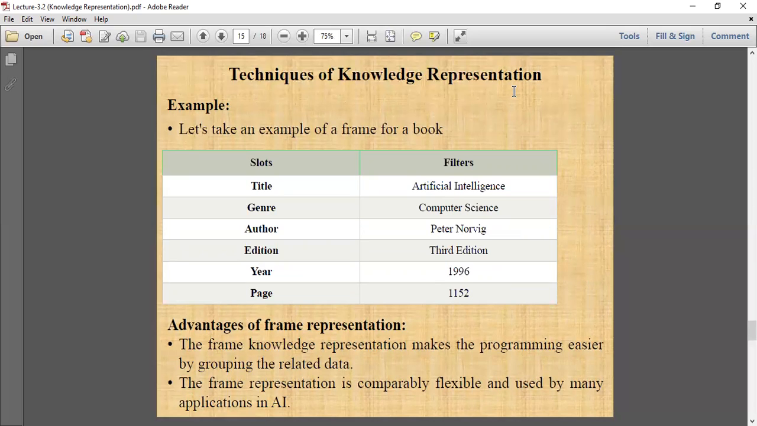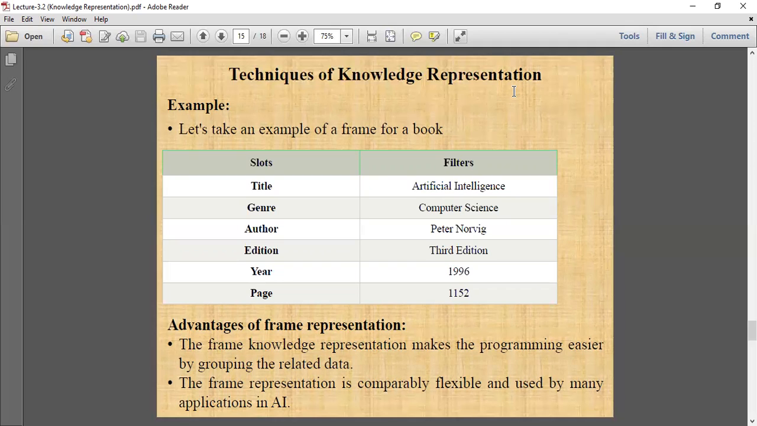Now this is the example of a frame for a book. If you want to represent a book, you can fix slots and fillers: title, artificial intelligence, general computer science, author Peter Norvig, edition, third edition, year 1996, and how many pages? 1152. And what is the advantage of frame representation?